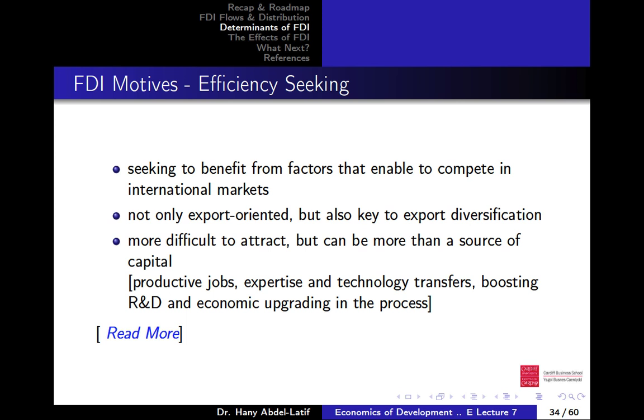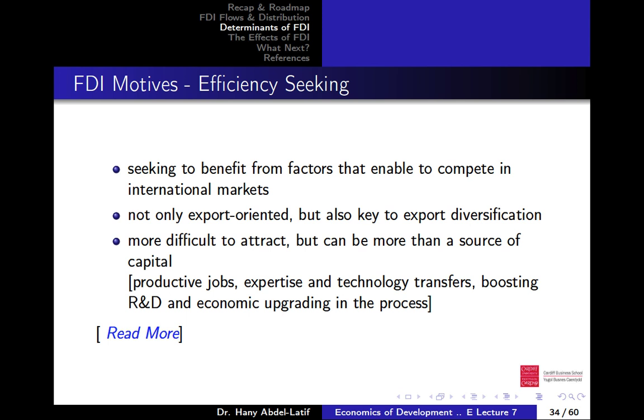FDI is the largest source of foreign capital flows. And the second message was how this is distributed unevenly among developing countries and even among all countries. So the share of Africa is very, very small. The share of Sub-Saharan Africa and MENA countries is very, very small.